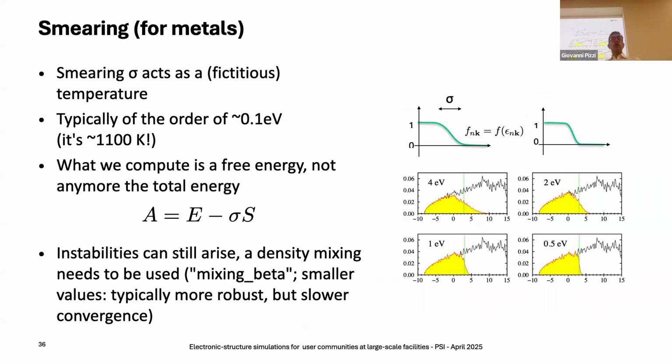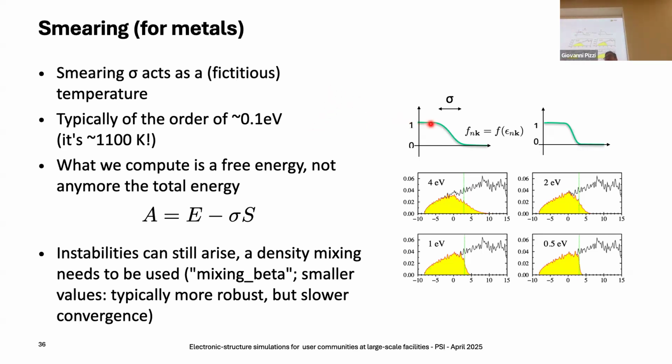Also because typical values you would put can be of the order of 0.1 electron volts. If you convert this into temperature, this is thousands of Kelvin. So you're not trying to simulate a 1000 Kelvin system. Otherwise, things would melt. We are just using a trick to facilitate convergence. And as long as the results are correct, we are happy.